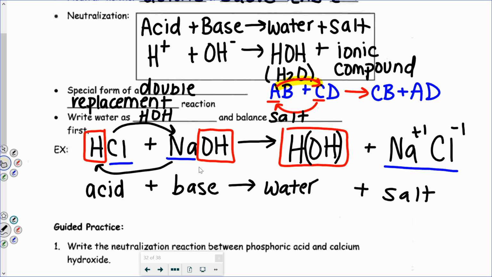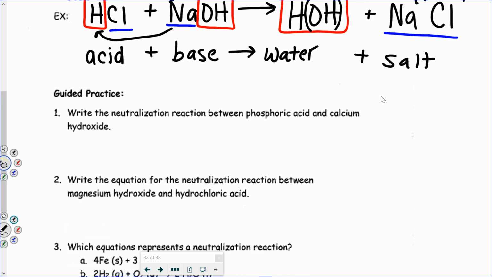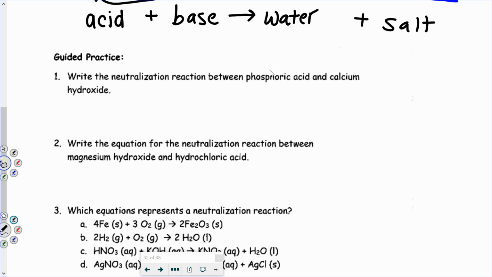All right, so we're going to do a couple practice problems on the bottom. Now, these were written as word problems. I'm not going to expect you to know phosphoric acid's formula and calcium hydroxide. However, you can just look on your reference table on table L and K and find those. But I'm just going to write this out for you. It says, write the neutralization reaction between phosphoric acid and calcium hydroxide. So phosphoric acid, you can look on your reference table on table K. Phosphoric acid is H3PO4. So I'm going to write that down first.